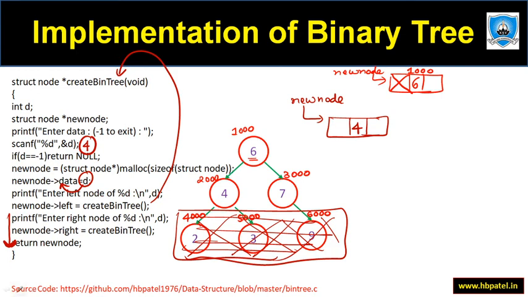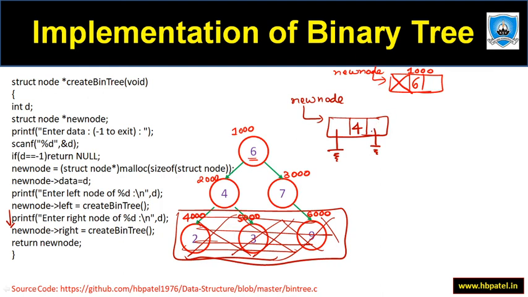So enter left side of 4. I don't want to continue anymore, so what I'll be entering for left side of 4 is -1. I'll be entering -1 over here. The moment it returns -1, it will return null, so the left side of this one is null. Then it will continue: enter the right side of 4. Again I'll call it, again I'll enter -1, and again it will return null. So it will set the right side of this 4 to null.